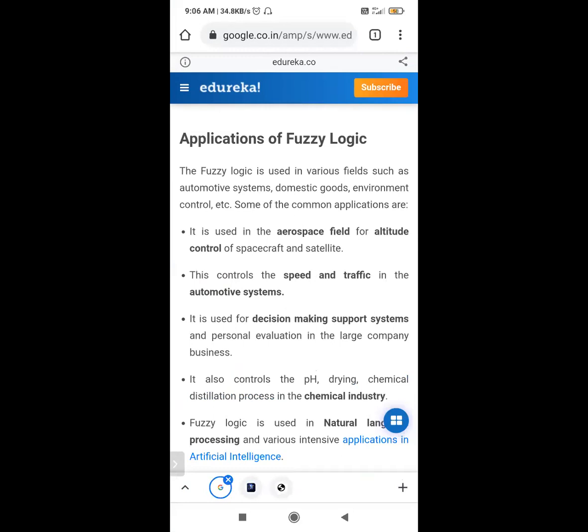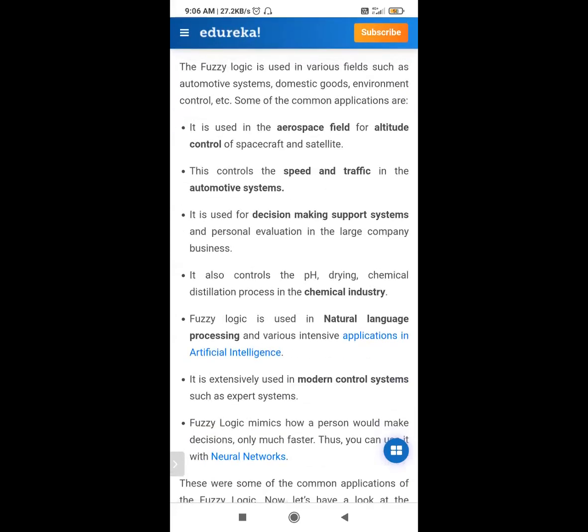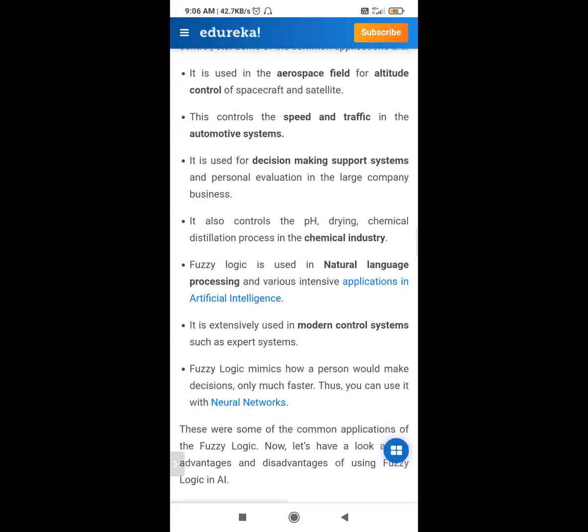Fuzzy logic is used in various fields like automotive systems, domestic tools, environment control, etc. Some of the common applications where fuzzy logic is used: it is used in the aerospace field for altitude control of spacecraft and satellites. Next, it controls the speed and traffic in automotive systems. For example, washing machines, TVs, all those, right?